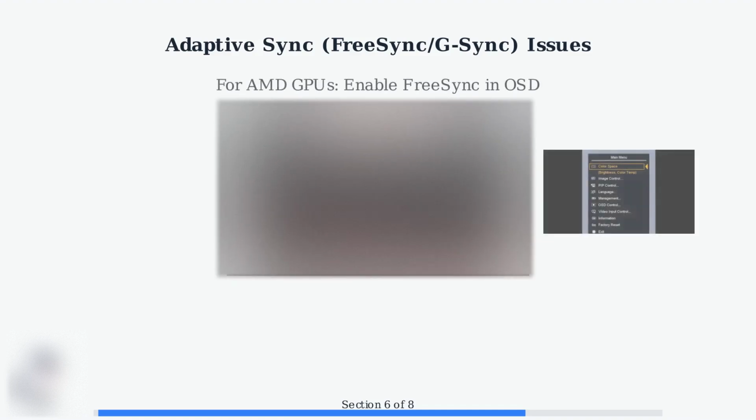Adaptive sync technologies like FreeSync or G-Sync can cause no signal if not properly configured. These features synchronize the monitor's refresh rate with the GPU's frame rate to eliminate screen tearing and stuttering in games. For AMD GPUs, enable FreeSync in the monitor's on-screen display menu. Navigate to the OSD using the monitor's joystick button and look for the FreeSync option under Display or Gaming Settings.